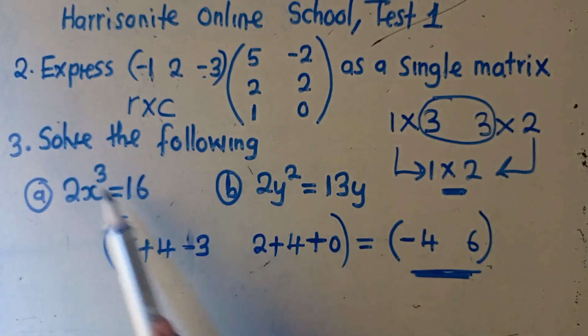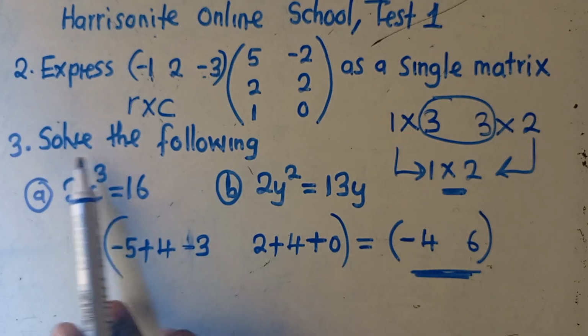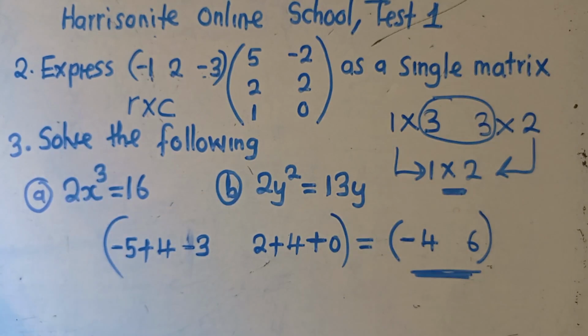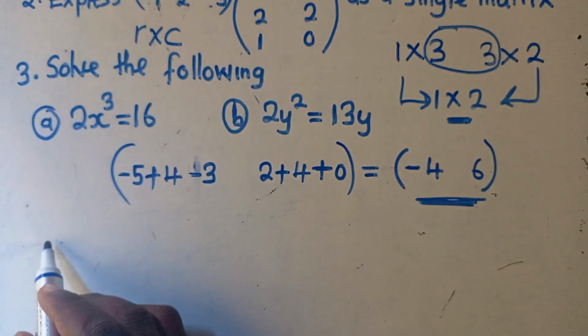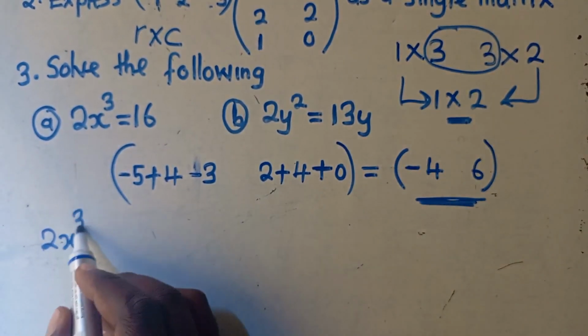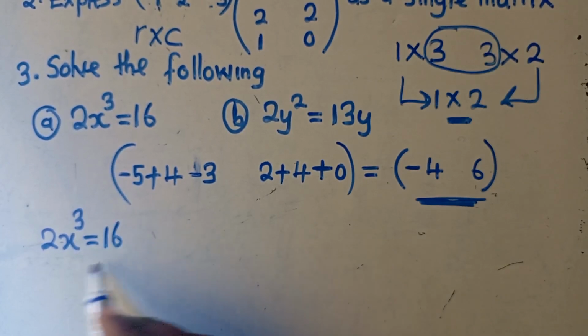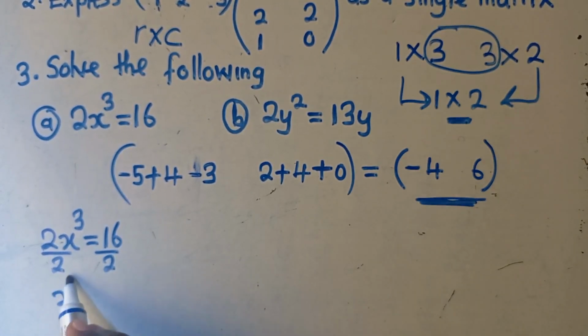We now move on to these other questions that are telling us to solve the following equations. So how can we solve them? These are procedures that you need to do for you to solve these equations. Let me write it properly here. It is like this. 2x cubed is equal to 16. You divide both sides by 2, so that you just remain with x cubed is equal to 8. 16 divided by 2, that is 8.